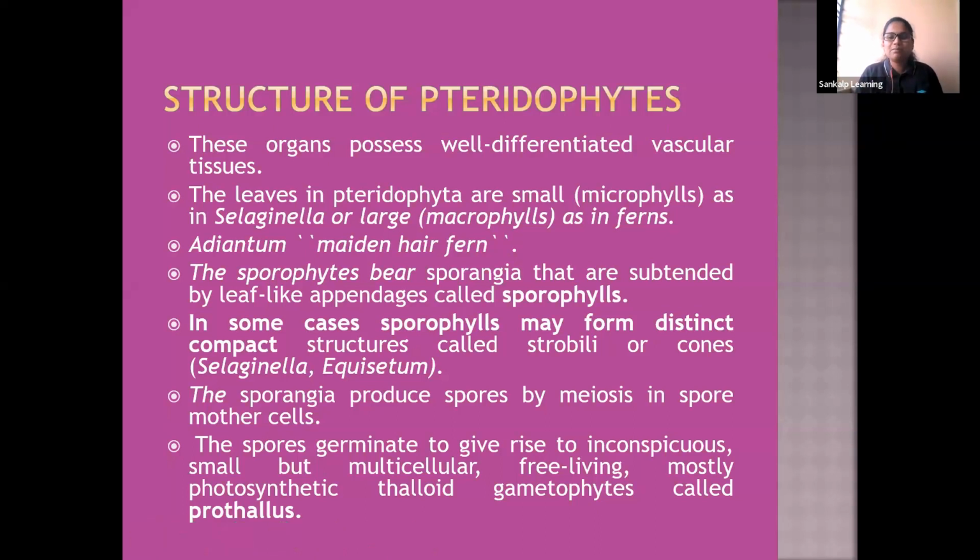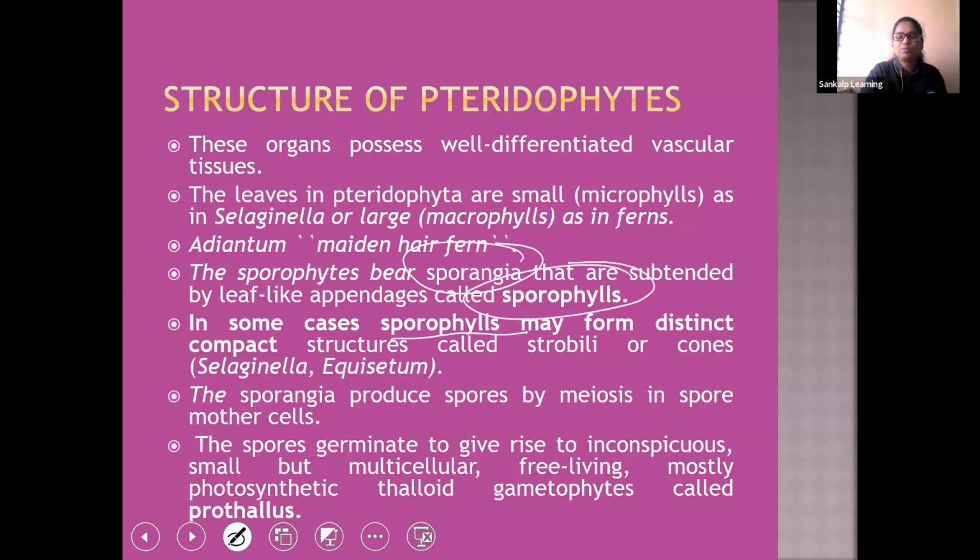So, in some cases, sporophylls may form distinct compact structures called strobili or cones. Sporangia are subtended by leaf-like appendages called sporophylls. Sporangia are the spore-producing structures, protected by leaf-like structures. Such structures we will call sporophylls.